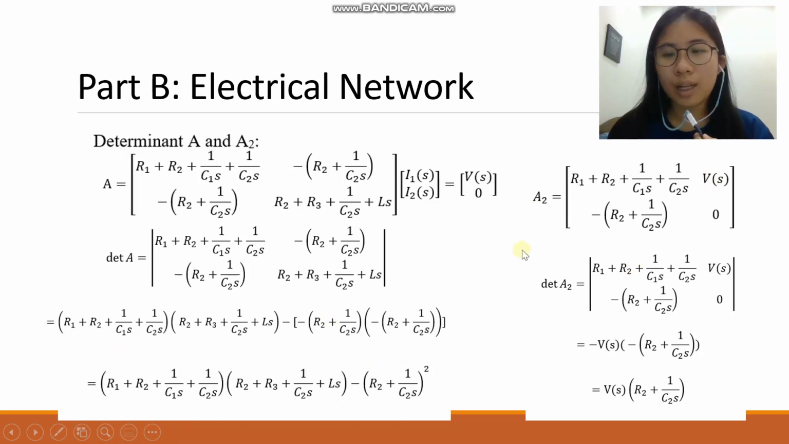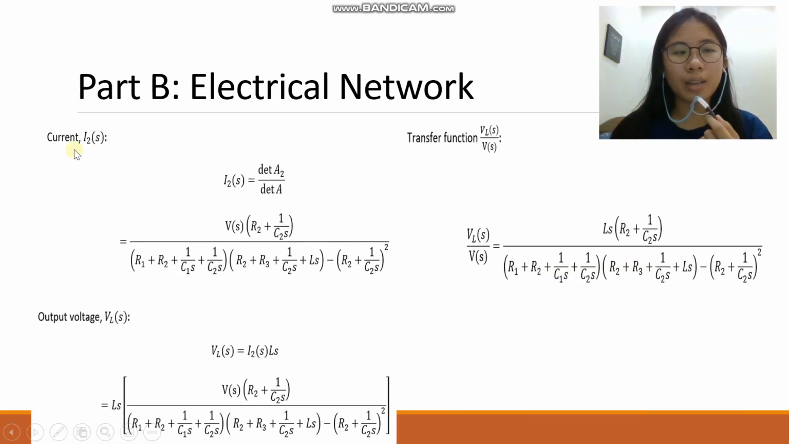For A2, the answer is calculated, which is Vs multiplied by R2 plus 1 over C2. To find the current at loop 2, I2 is equal to determinant A2 over determinant A. The equation is here by substitution. And the output voltage at the inductor VL is equal to I2 plus I2 multiplied by Ls. And here we can find the transfer function, which is VL over Vs, by using the substitution method.